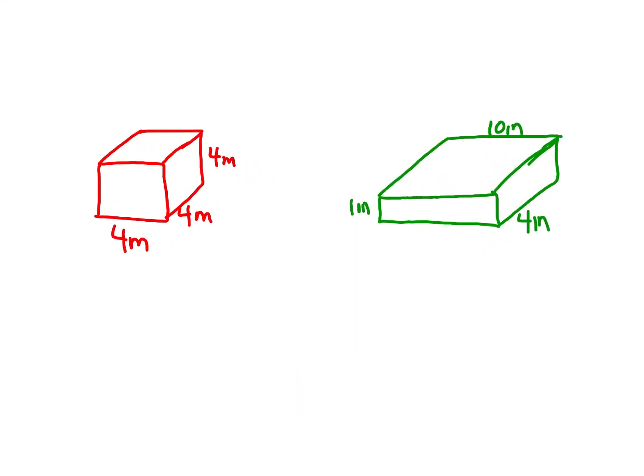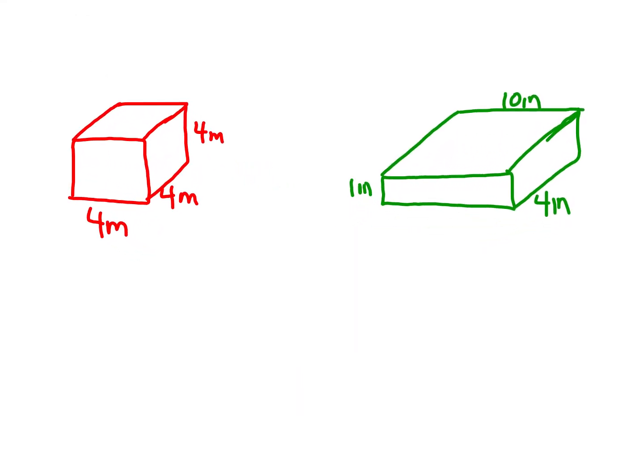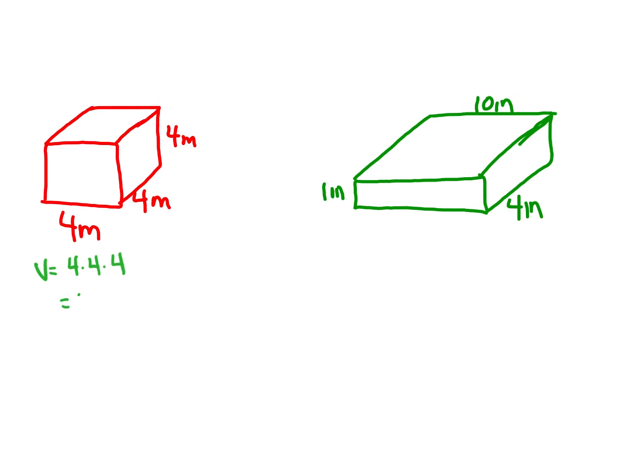We can do the same thing with a cube. So if we have a cube that has all side lengths the same, so thinking of like a dice or something like that, where all the sides are the same, we're just going to multiply that side length by itself 3 times, or cube it essentially. So 4 times 4 is 16, 16 times 4 is 64 meters cubed.